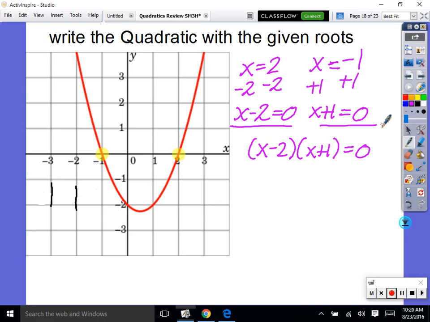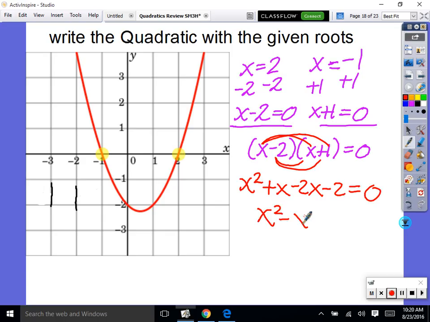We're all good? Now, that's the quadratic in factored form. That is the quadratic, but I want it in standard form for today. So we would distribute: x squared plus x minus 2x minus 2 is equal to 0. So this was the quadratic with these solutions. Do you see how we went backwards? Okay, another example, a little bit more difficult. Questions, please ask.